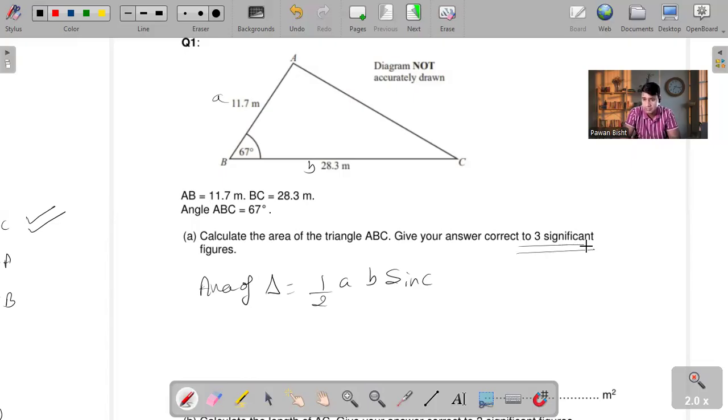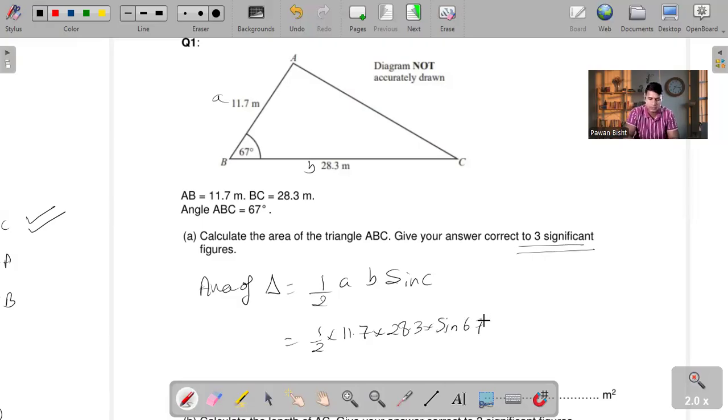Now what are significant figures? Significant figures are all non-zero numbers. All non-zero numbers are significant numbers. So put the value: half, we considered A as 11.7, times B 28.3, times sine 67 degrees.